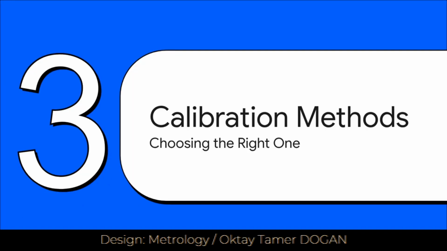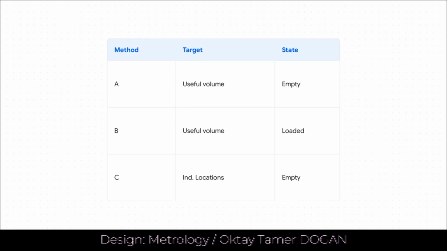Which brings us to Section 3, choosing your calibration method. The guidelines actually give us a highly tailored approach depending on what we need to prove, offering 3 distinct flavors. We've got Method A, Method B, and Method C. Method A focuses on the unloaded useful volume, meaning the chamber is completely empty. This establishes the pure baseline performance of the machine.